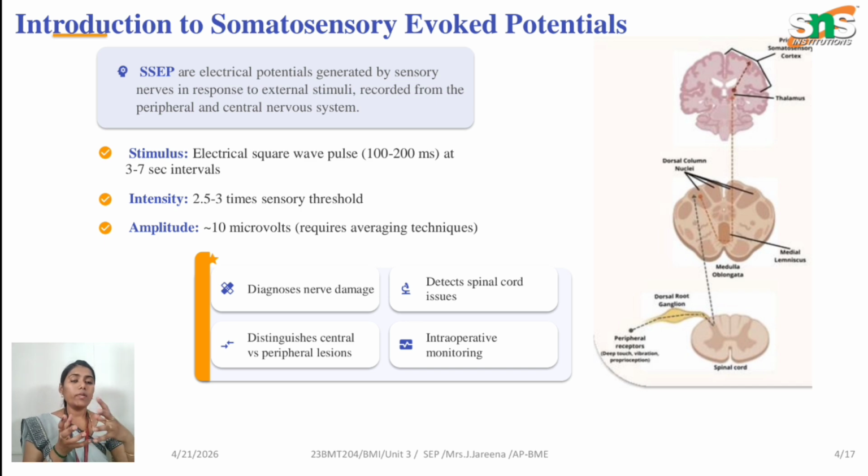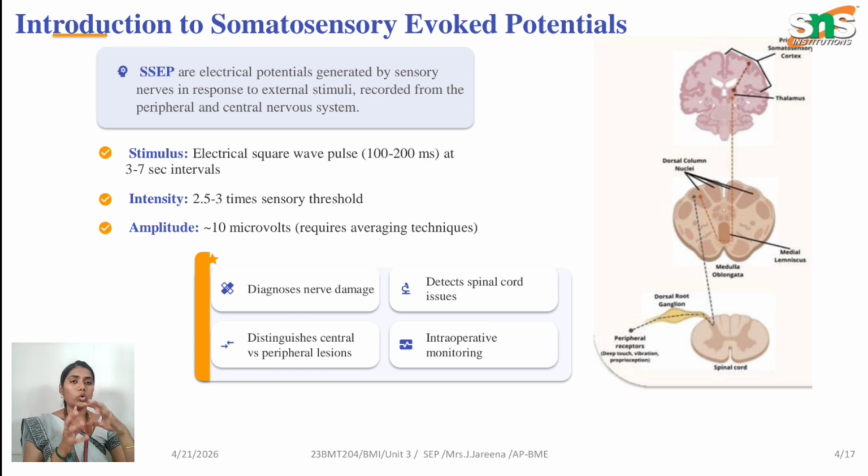Here we will be giving the stimulus as a square waveform in the range of 100 to 200 milliseconds at an interval of 3 to 7 seconds. The intensity varies from patient to patient. We give 2.5 to 3 times the sensory threshold, and the amplitude is about 10 microvolts.